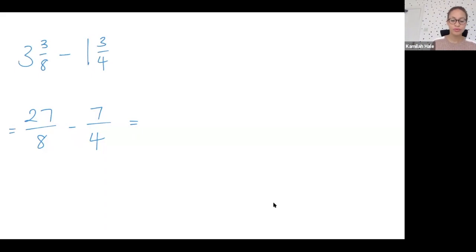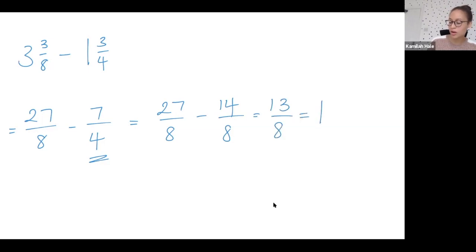Okay. So we need to convert this into a fraction with the same denominator as the other one. So we can times the numerator and the denominator by 2, and then this will be in eighths. So we'll have just 27/8 as before, and then 14/8 here. So 27/8 minus 14/8 gives us 13/8, which equals 1 5/8.